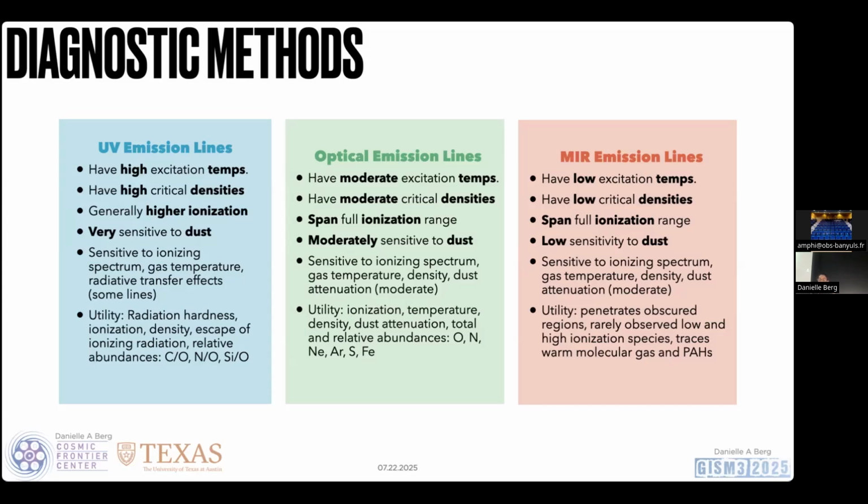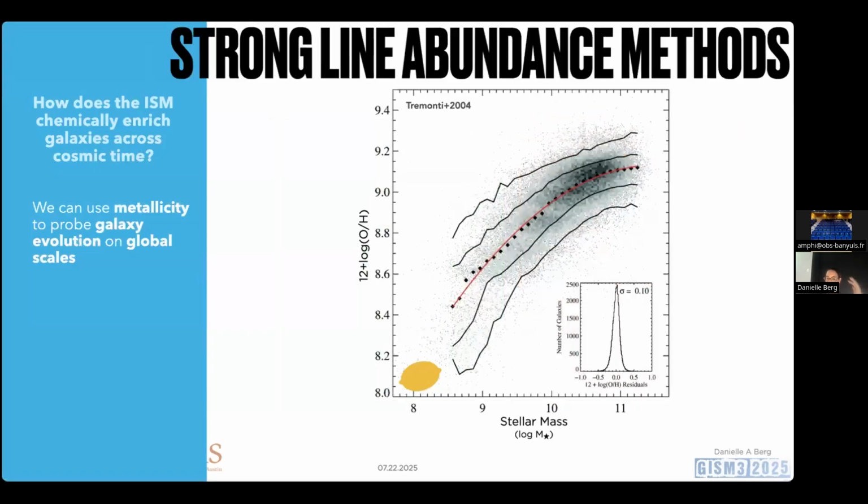And then mid-infrared is, sometimes we're worried we might be seeing gas in different physical areas of our galaxies because we can physically penetrate deeper through the dust. And so we might not be seeing the same thing in the optical and UV. It might be obscured. But we start to see some of these regularly observed low and high ionization species. We trace our warm molecular gas and our PAHs. So powerful to put them all together.